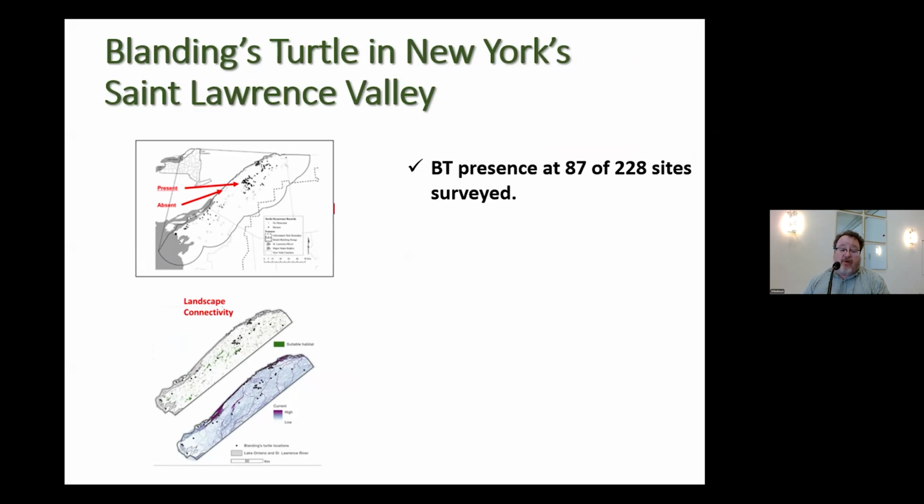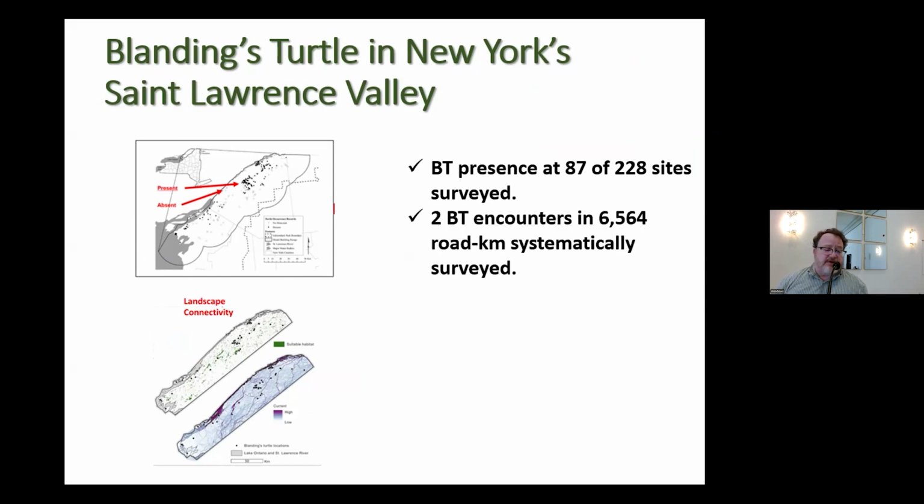So we have an area where we have 240 wetlands that we've surveyed. In about 87 of them we found Blanding's turtles. Doing very structured road surveys, we only found 2 Blanding's turtles out of 6,500 kilometers of driving. That's what I mean by sparse. Systematic driving is not the way to find these animals.